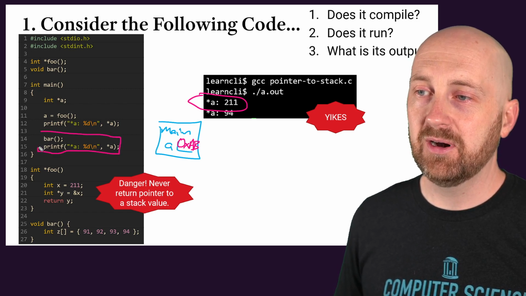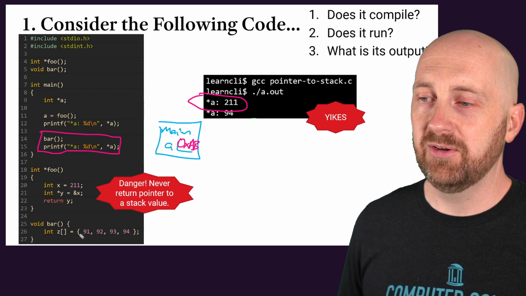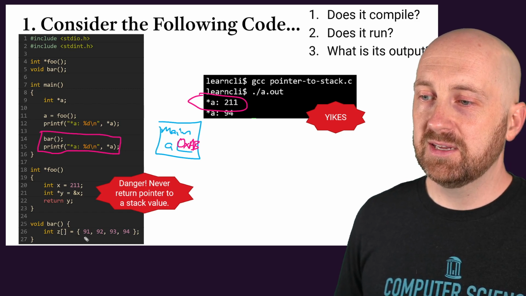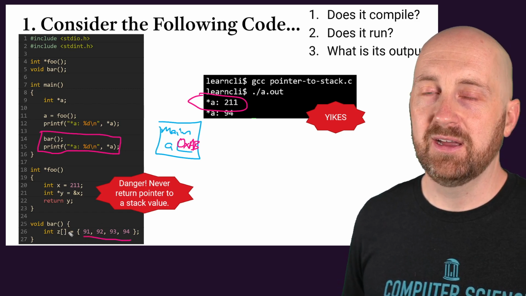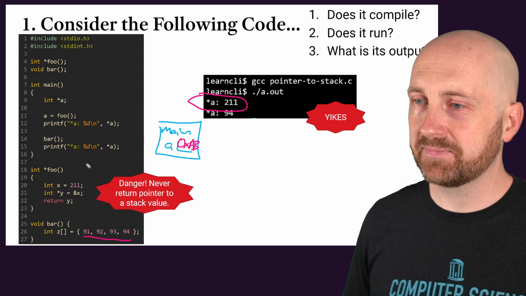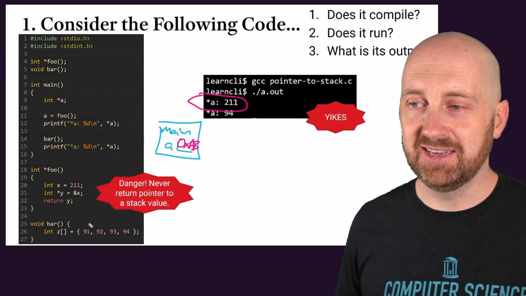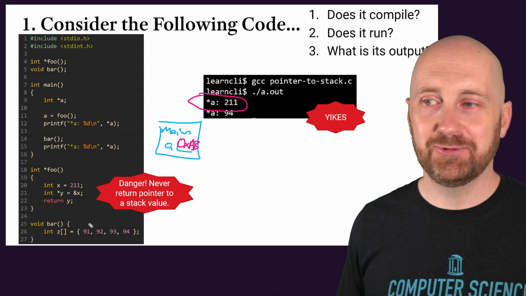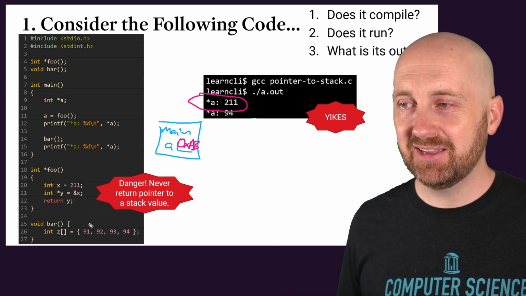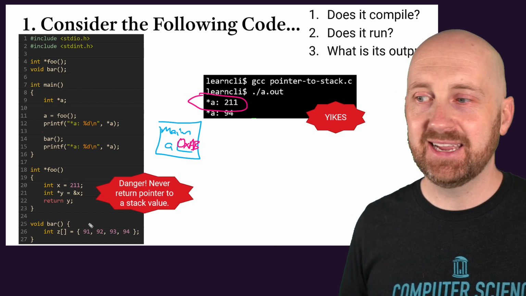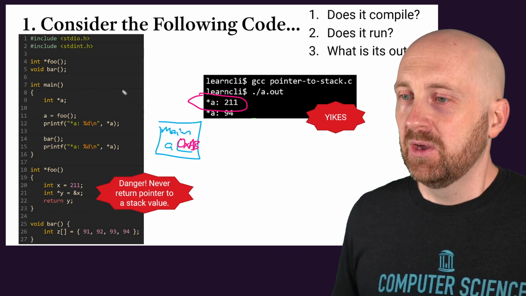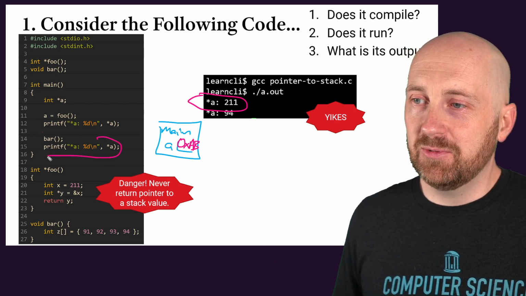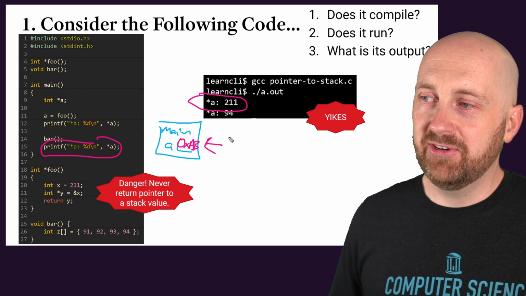So we call bar, right? And so what does bar do? Well, bar sets up an array of 4 integers, right? And it doesn't do anything else. It initializes those 4 integers and it immediately returns. It's a void function. All it did was allocate this array on the stack and return. Well, when we go to print, what is stored in this particular memory address?